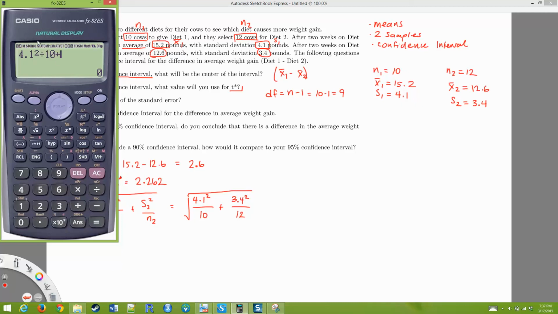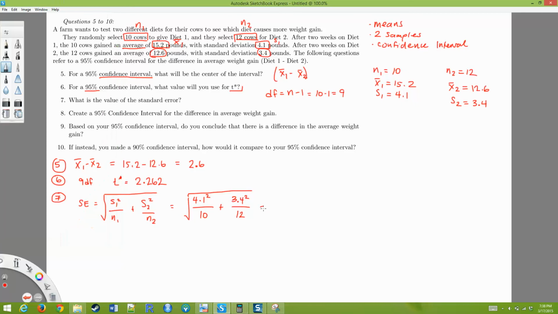And this calculator is smart enough to understand order of operations, so I can just go to the next one. 3.4 square button divided by 12. Okay, so that covers everything that's on the inside, and I'm going to hit enter. So that gives me 2.644. That's not my answer. I have to take the square root of that. So I'm going to hit the square root button and then the answer button. So I get 1.626. That's the answer that I get here.